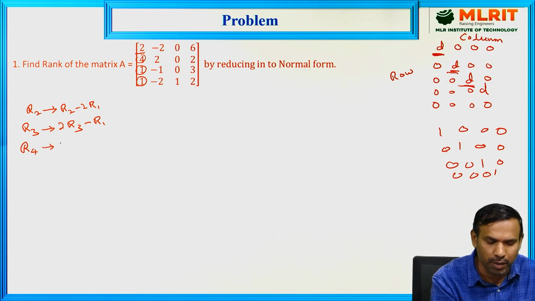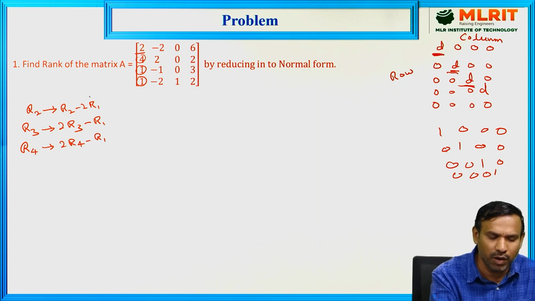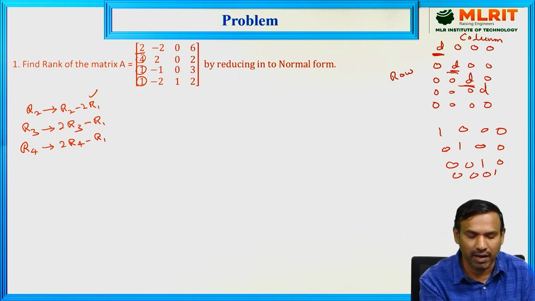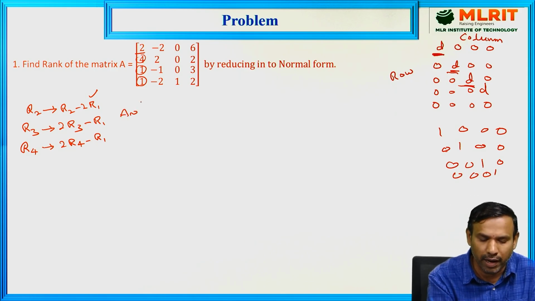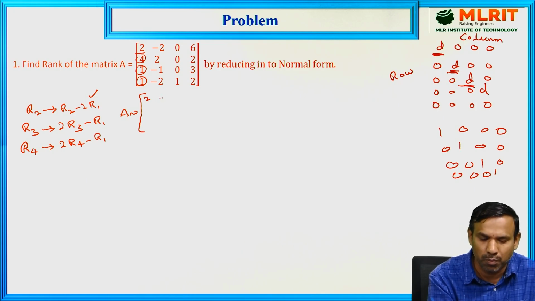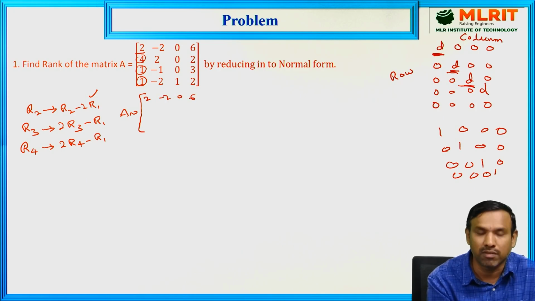For R4, the element is 1, so similarly multiply by 2: 2R4 minus R1. Every time we are using R1 here. The row you are using should not be changed; that is the criterion. Now A is equivalent to: first row no change, 2, minus 2, 0, 6.